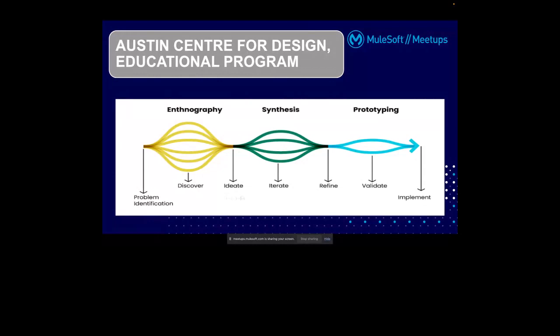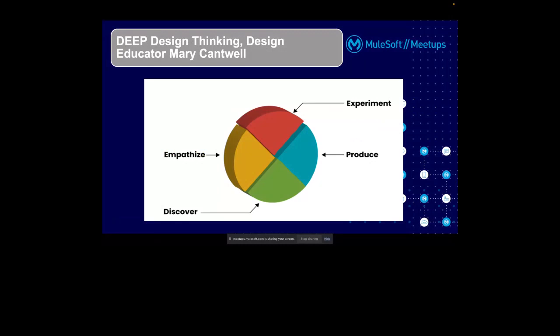Now this is another model, deep design thinking, by the deep design educator Mary Cantle, Mary Cantle Design. So this is like a pie model, and here you produce, discover, empathize, experiment. Again, produce, discover, empathize, experiment. So this again goes like a spiral, but it divides the task in a pie model.